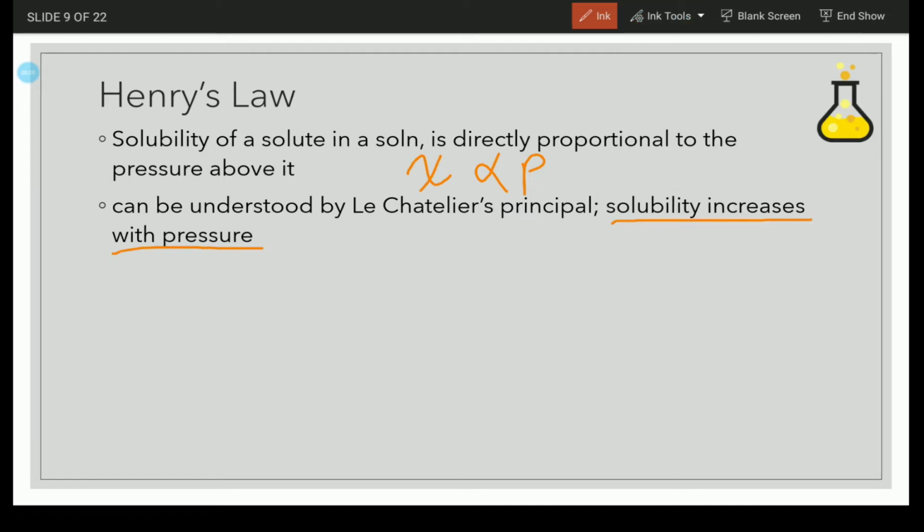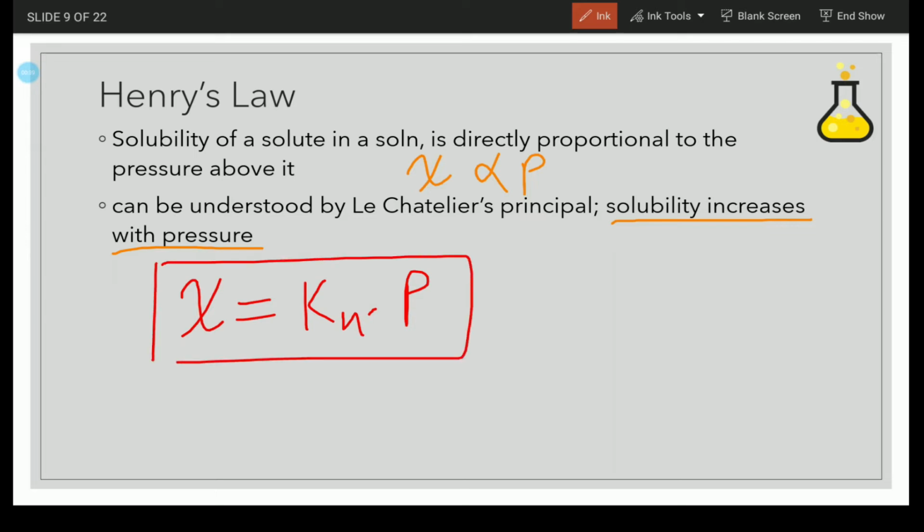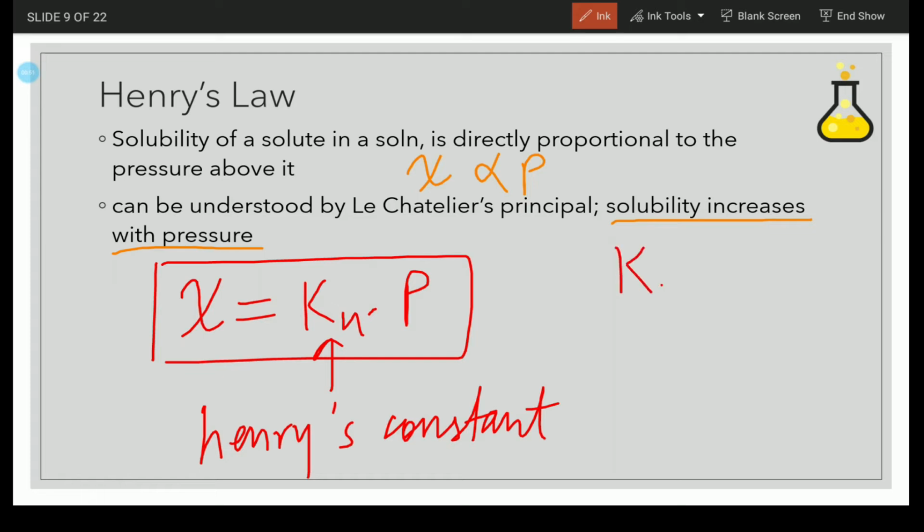Let us understand the equation behind Henry's law. Once we remove the proportionality, mole fraction is equal to Kh dot P. This Kh is something that we call Henry's constant. Now, Henry's constant varies from solvent to solvent, from liquid to liquid. Kh is directly proportional to the temperature.